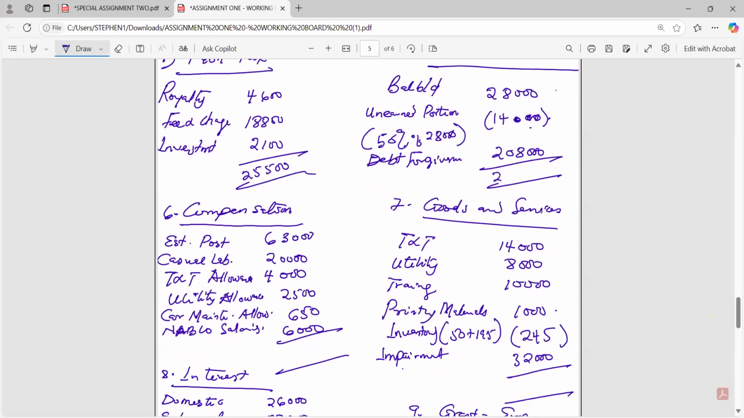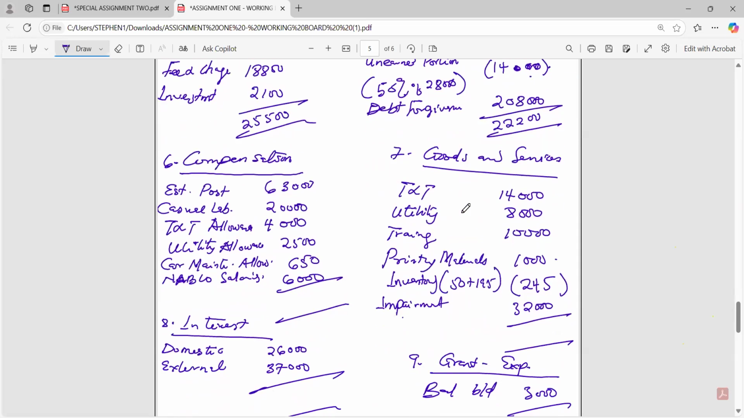Grant, 222,000. Goods and services, 96,150. No, sir, the compensation, sorry. What do you get? Compensation, 96,150. Okay, good. Goods and services, 73,755.